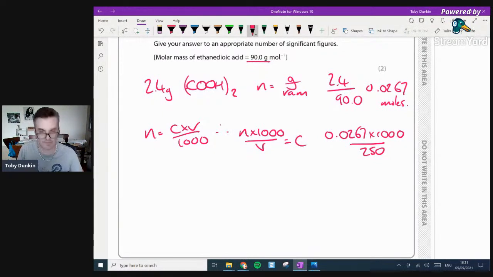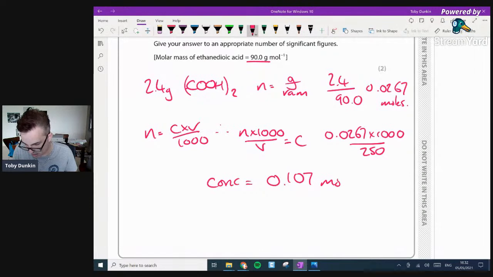Now, I've kept that number on the calculator because it's actually 0.02666666. I've kept it on my calculator. Times 1,000 divided by 250. So I have a concentration. Concentration equals 0.107 moles per dm cubed, nice and easy.